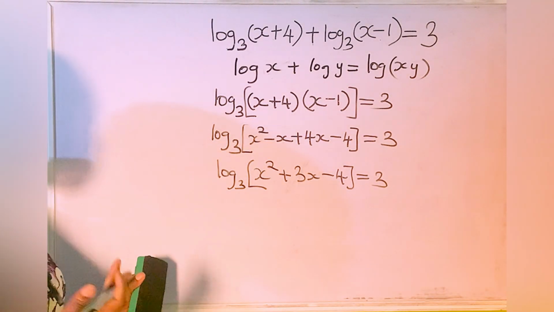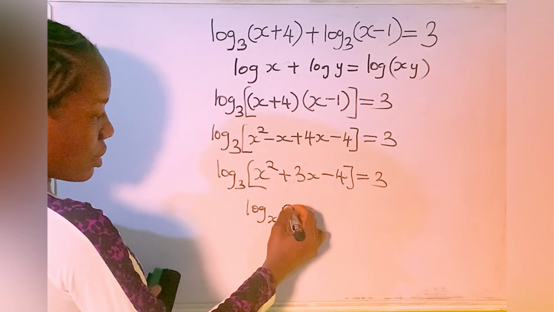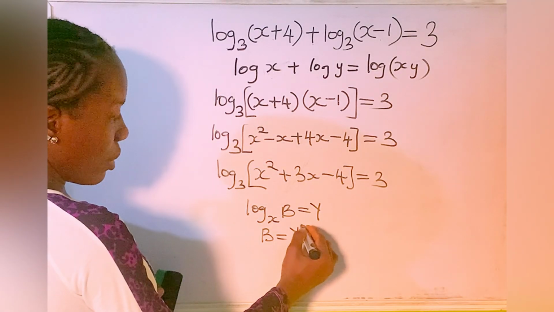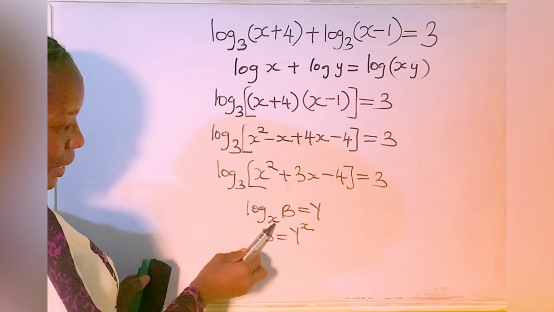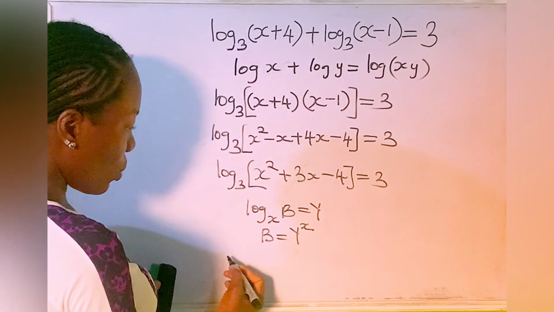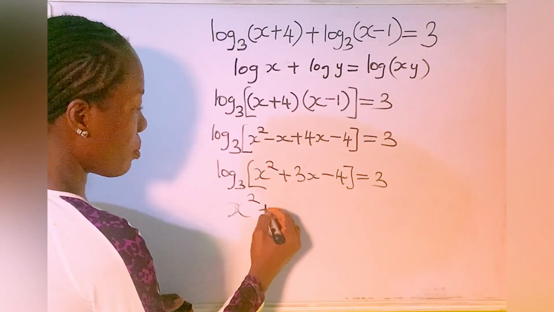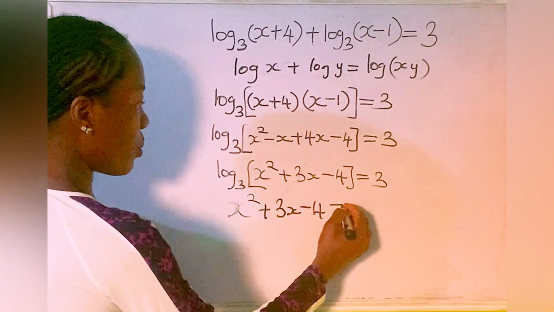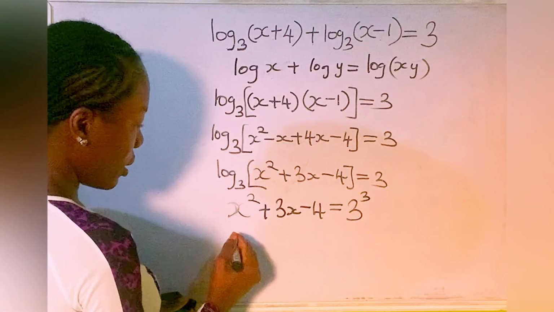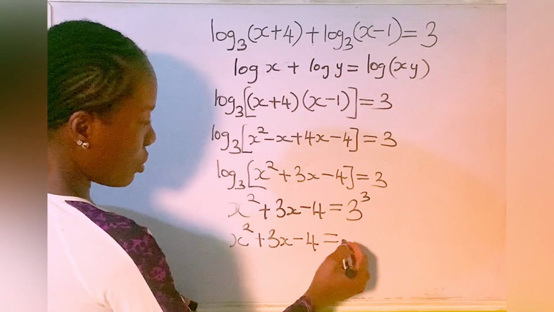So now we'll be introducing another logarithm rule. For instance, when you have an equation like log base b of x is equal to y, it means here that x is equal to b to the power of y. So in this equation now, our b is 3 and our y is 3. So let's do that. We can now say that x squared plus 3x minus 4 is equal to 3 cubed. Now, x squared plus 3x minus 4 is equal to 27.